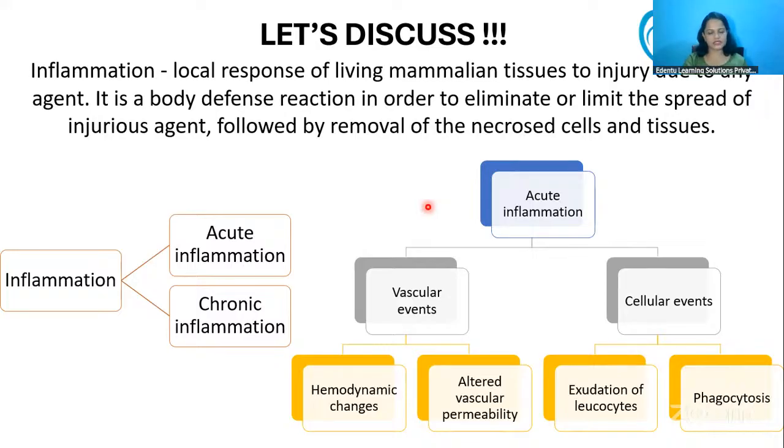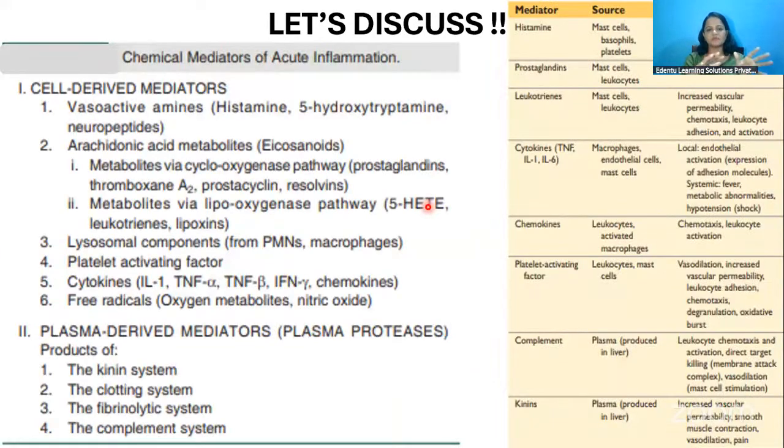Next is the cellular events, that is, the leukocytes getting outside the blood vessels into the tissue. The diapedesis and migration, pavementing, and phagocytosis by the inflammatory cells are all included under these cellular events. So how are these events taking place? There should be someone who is controlling these vascular events and cellular events in acute inflammation. So what is controlling them? They are mainly controlled by some chemicals.